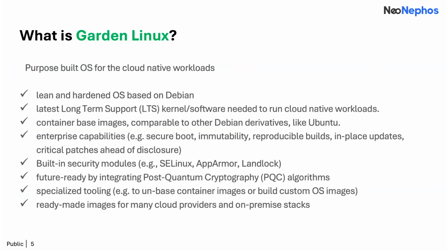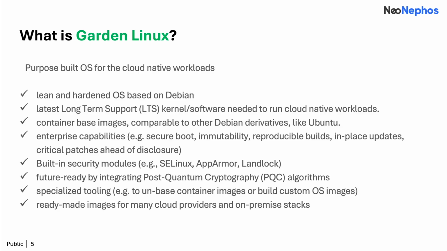Garden Linux is a purpose-built OS. That means it's super lean, it's hardened, and it's based on Debian. Why? Debian is an open source operating system, but it's missing some enterprise genes. We will talk about this a little bit later. We support here the latest LTS kernel. As we talk, there's currently the 6.18 kernel out, and this is already in Garden Linux. We also still support older versions. The LTS kernel before was the 6.12. That's also available in one of our stable versions.